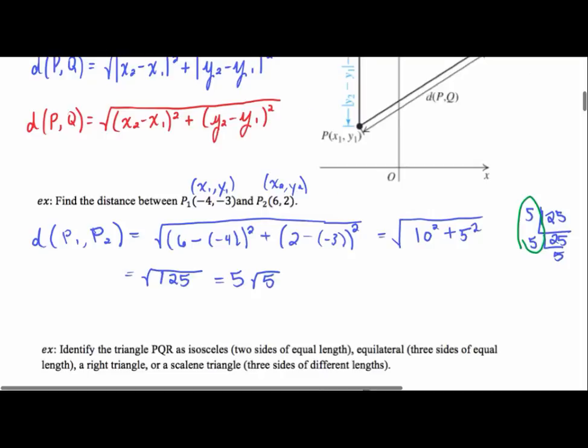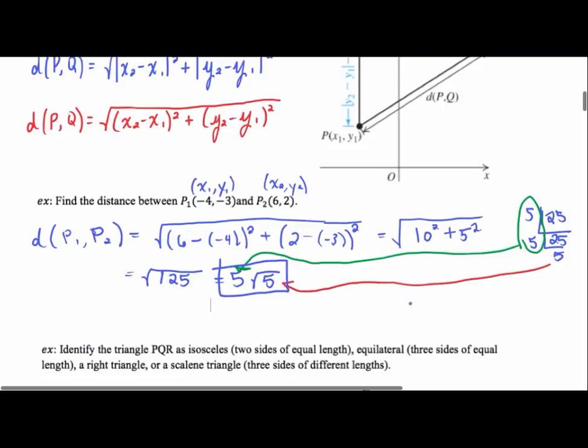So that 5 is there. So that's the exact distance, and you could approximate it if you want, right? But your answer is 5 root 5. Okay, do you have any questions about how to use the distance formula?